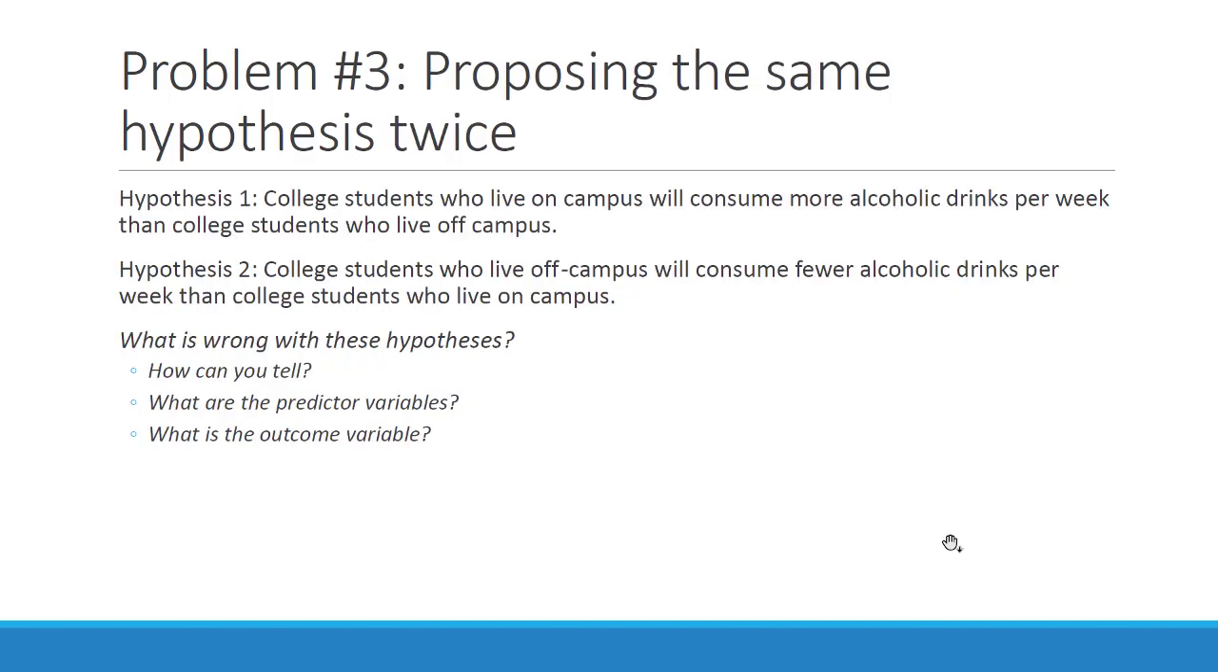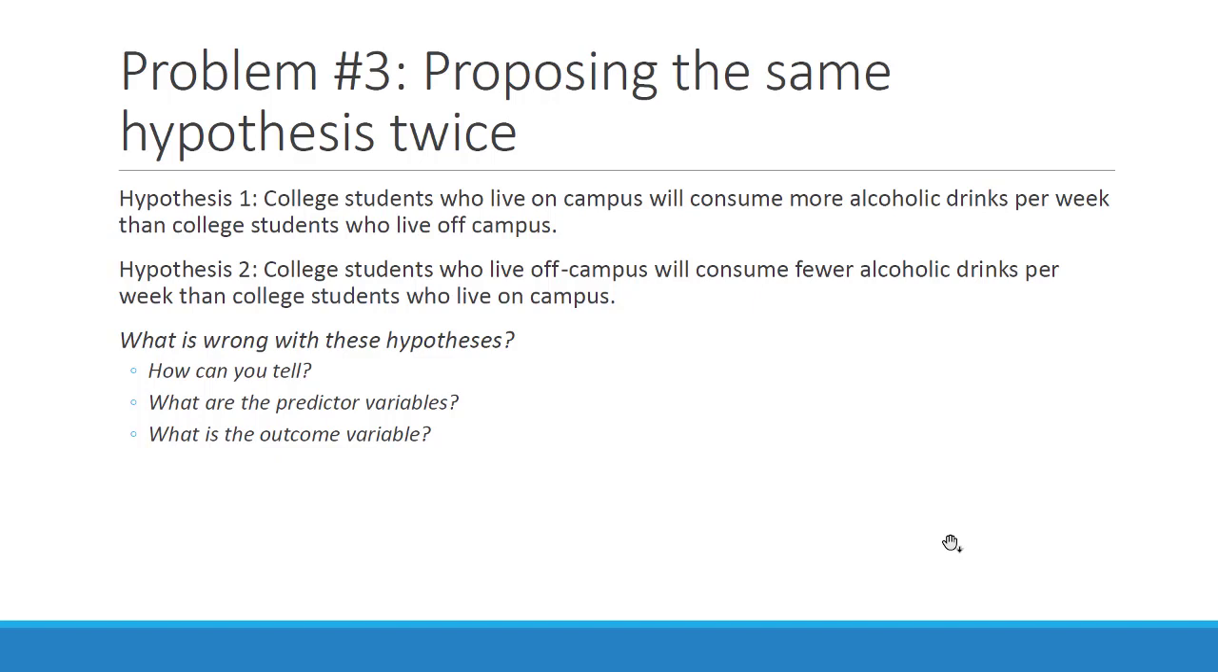Problem number 3, proposing the same hypothesis twice. So if you had listed something like this on your assignment, it would be incorrect. So if you have hypothesis 1, college students who live on campus will consume more alcoholic drinks per week than college students who live off campus. And then you have hypothesis 2, college students who live off campus will consume fewer alcoholic drinks per week than college students who live on campus. What is wrong with these hypotheses? Think about that for a moment.